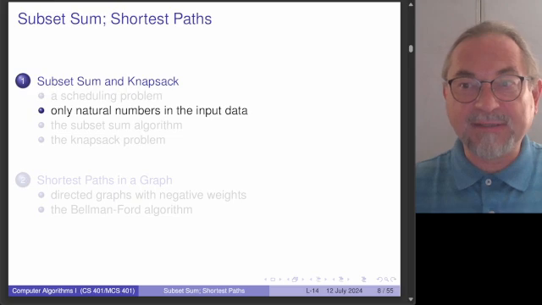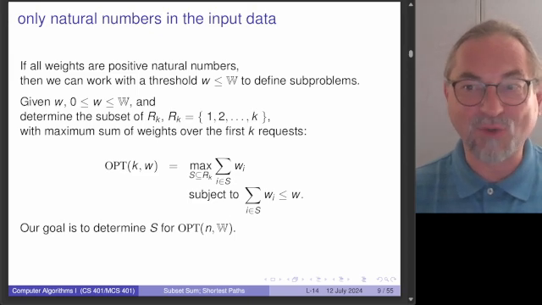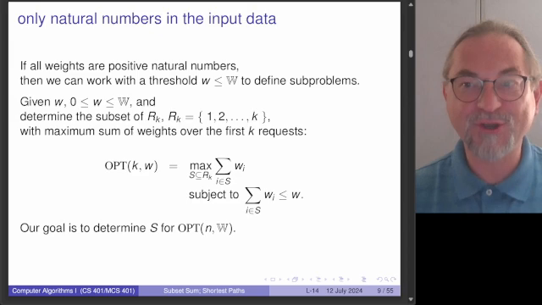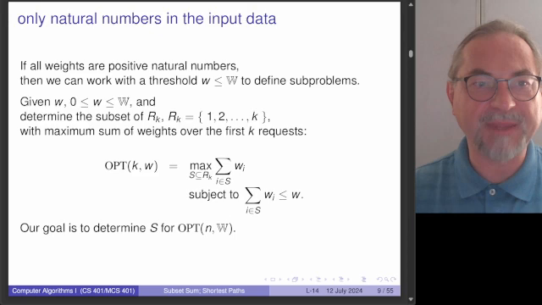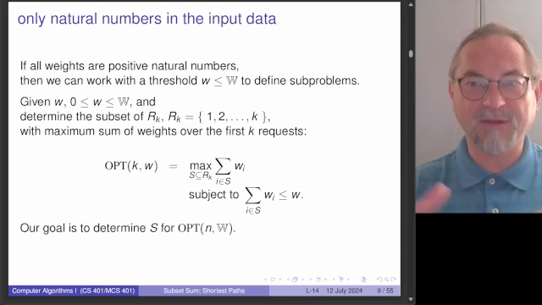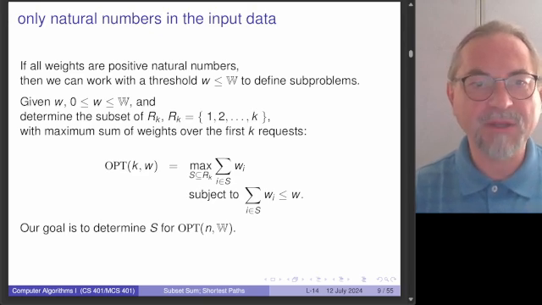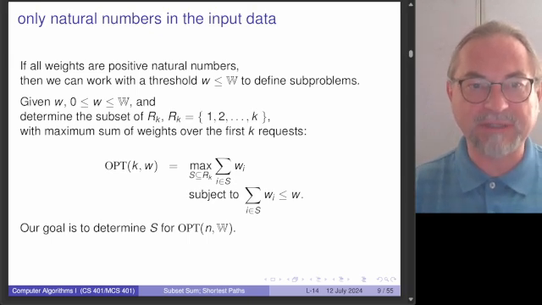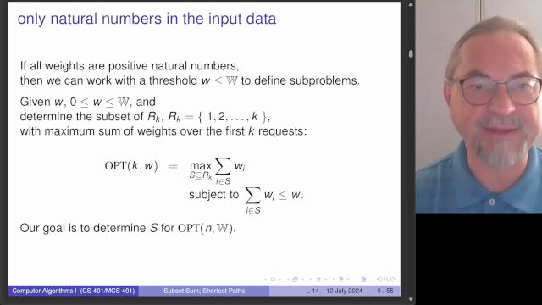Okay, let's simplify our problem a little bit. So this is a course that has its focus on discrete problems. So the weights will be positive integers, and also our threshold will be a positive natural number. So we have a number of weights given, and then we are going to consider subsets where k is less than n, so we have n requests.